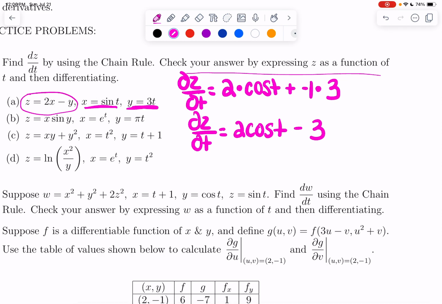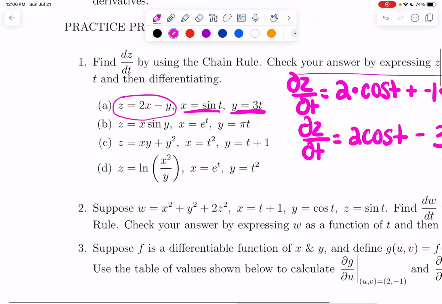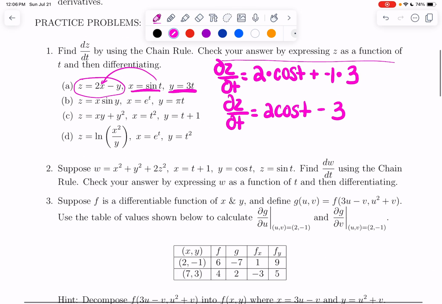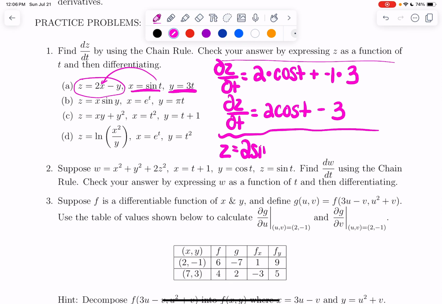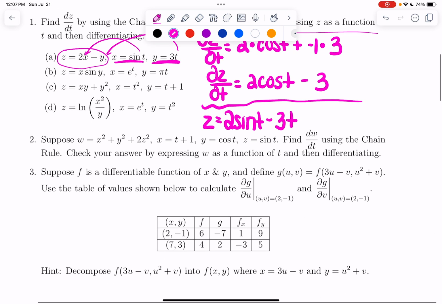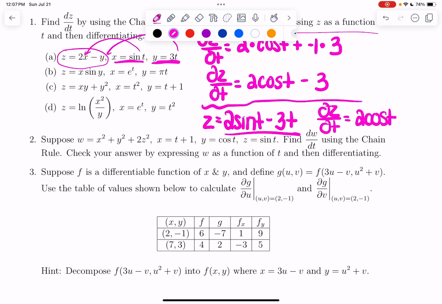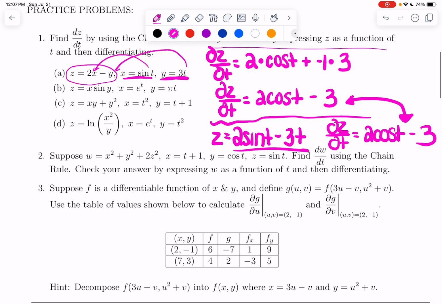Then it says check your answer by expressing z as a function of t and then differentiating. So wherever it says x, I would replace it with sine of t, and wherever it says y, I would replace it with 3t. This is our second method. It would be z equals 2 times x, which is sine of t, and then plug in 3t for y, you would get negative 3t. Then taking the derivative, dz over dt would be 2 cosine of t, because that's the derivative of sine, and then the derivative of 3t would be minus 3, noticing how I get the same answer on top and bottom.